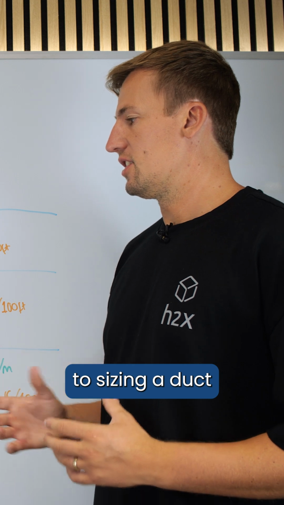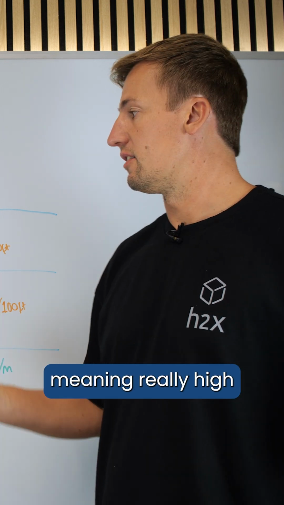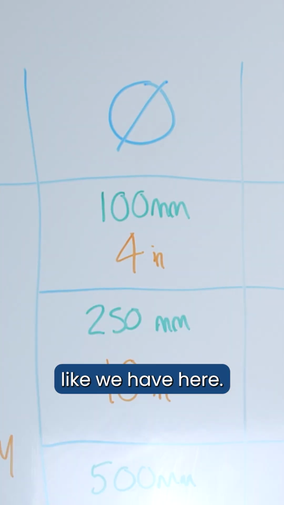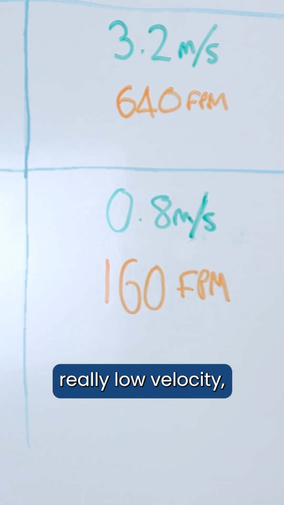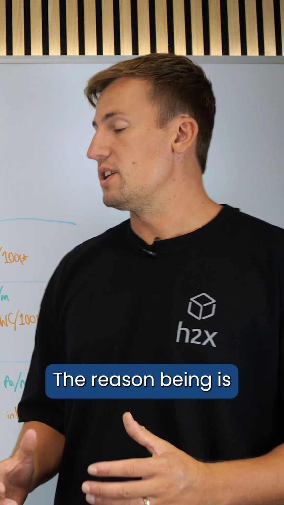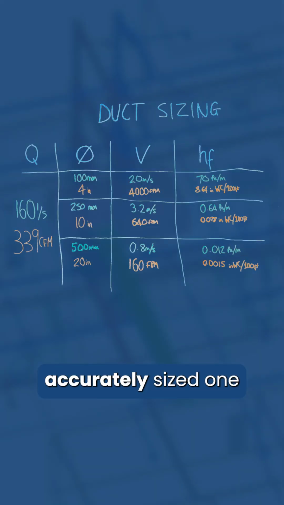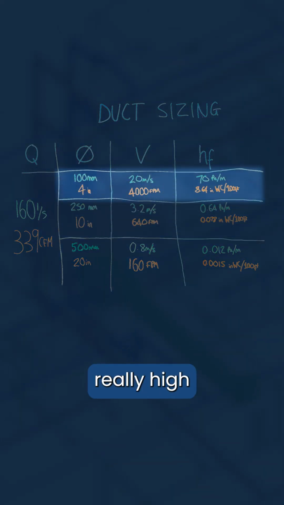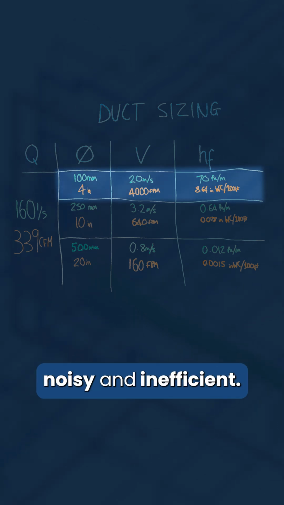The key to sizing a duct accurately is you want to have sized the duct too small, meaning really high velocity, really high pressure drop like we have here. And you want to have sized one way too big, really low velocity, really low pressure drop. The reason being is until you've done that, you can't find the perfectly accurately sized one, which will be in the middle. If you went with the small one, really high velocities, pressure drops, meaning noisy and inefficient.